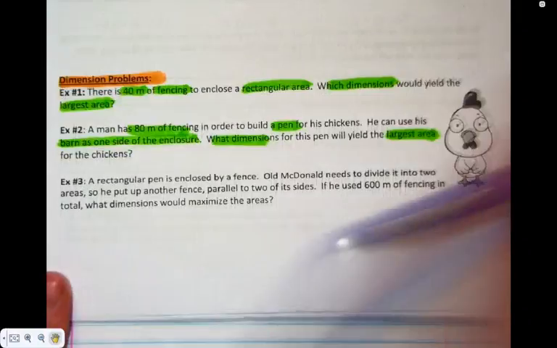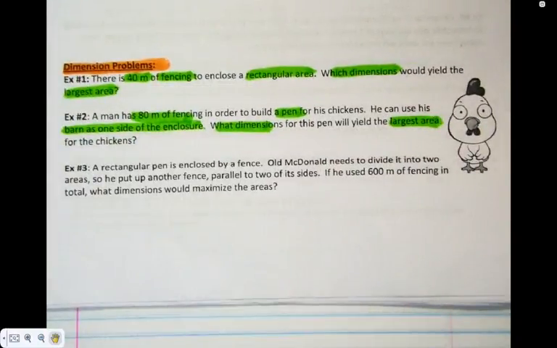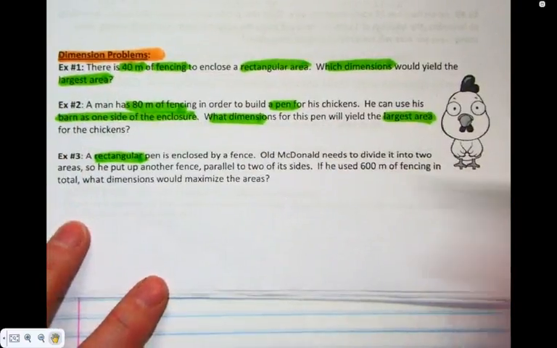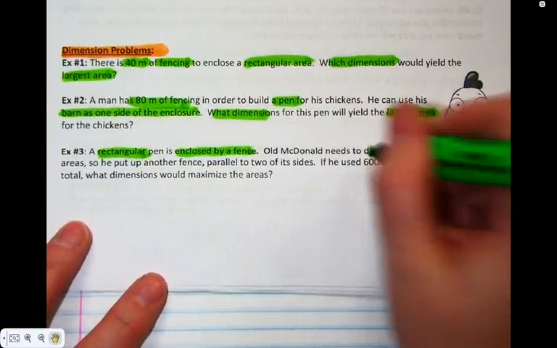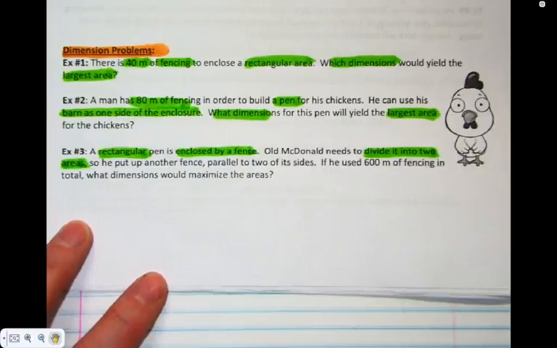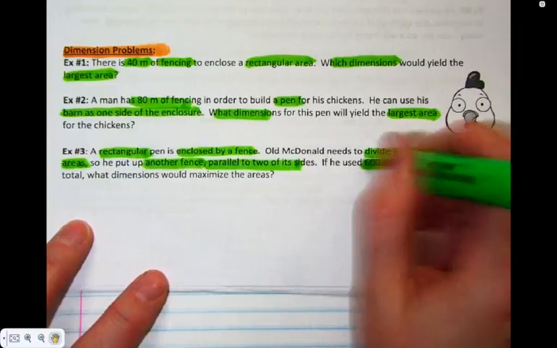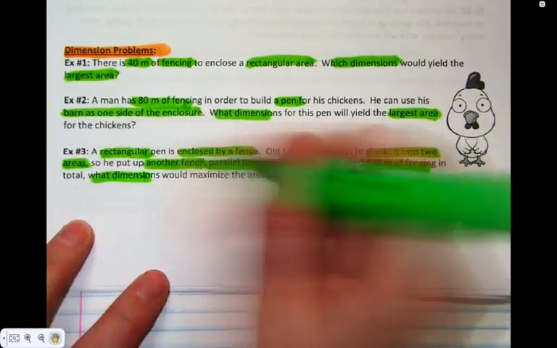Old McDonald. First thing I saw. Yeah, it's a bit of a... What's important? He needs to divide it into two areas. Parallel to two of its sides. Mhm. What dimensions would maximize it?